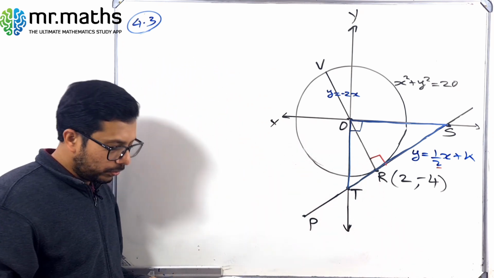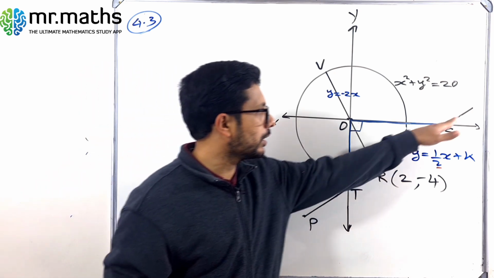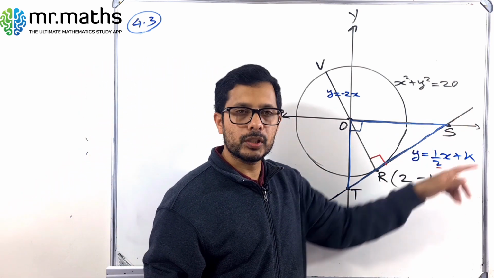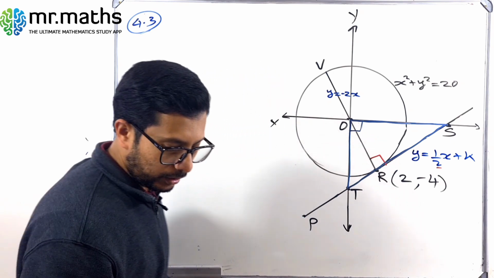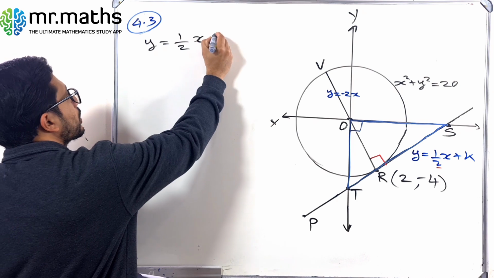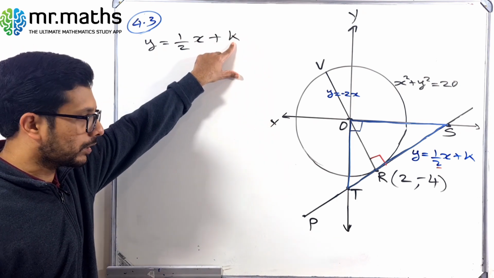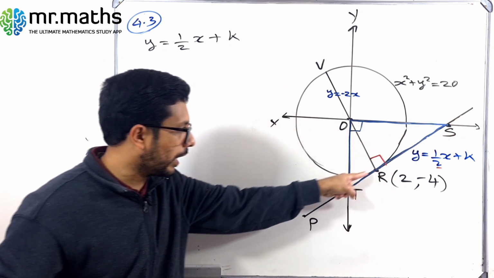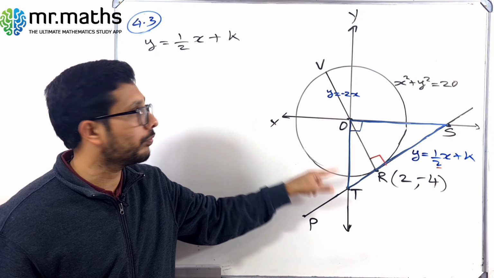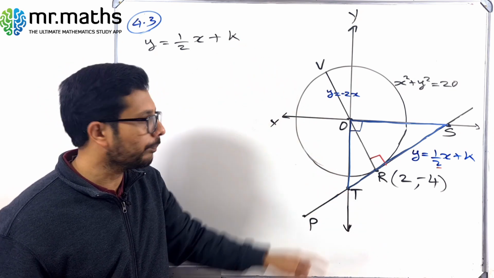Okay. So now we know the equation of this line, not completely, but it is given as y is equal to half x plus k. Okay. So here the equation of that line is y is equal to half x plus k. And what does this k stand for? The y-intercept. So here in this line, which one is the y-intercept? This point T. There you will get, if you can find the value of k, that is the y-intercept, this point, y value.